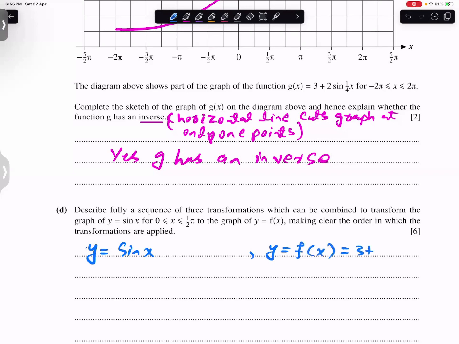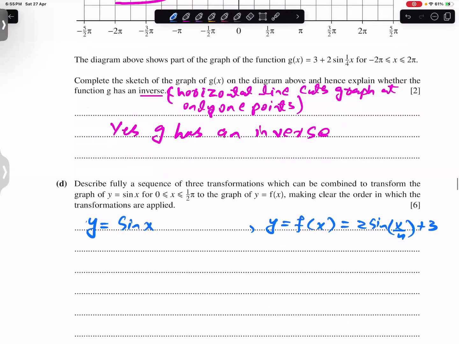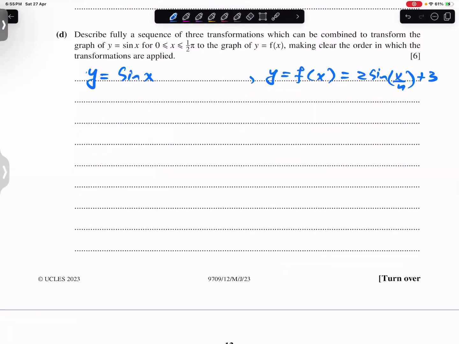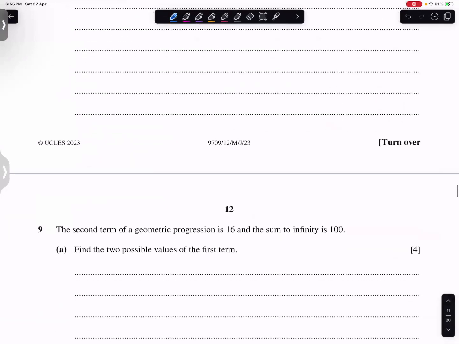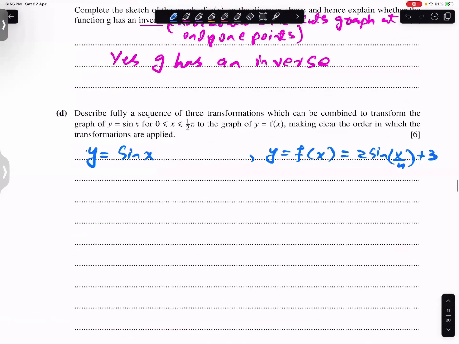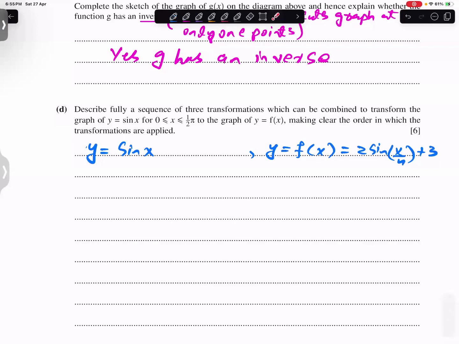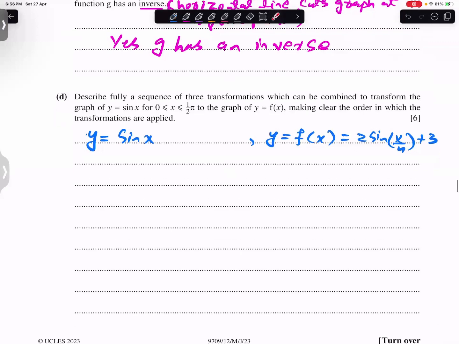f of x is 3 plus 2 sine of x over 4, plus 3. For this, I need to teach you students the horizontal stretch. In the previous paper, we have studied vertical stretch, but in this question, we have horizontal stretch also.